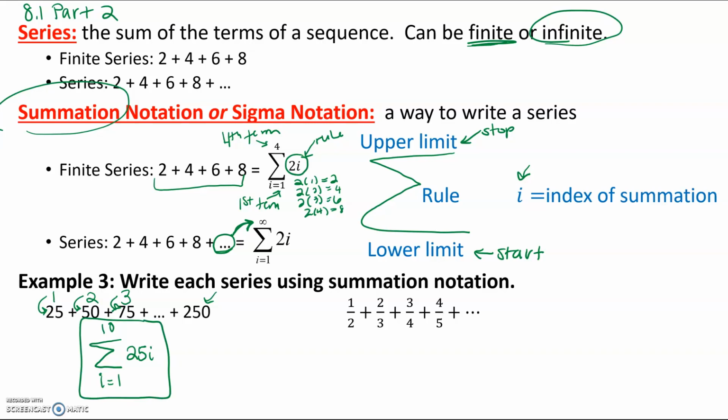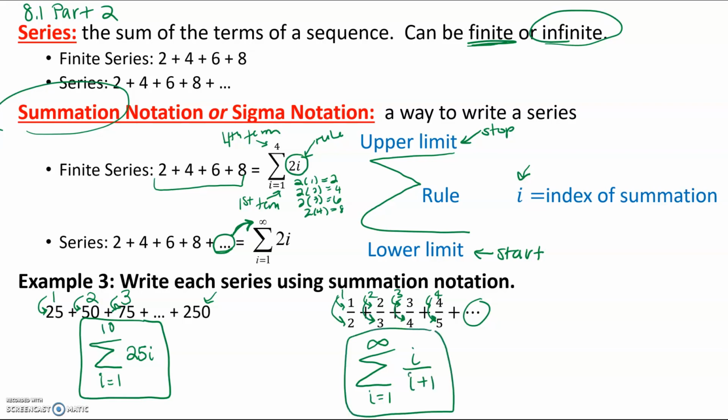Okay, next one we're going to try. So we are writing our big sigma notation or summation notation right there. And I'm going to start with my first term. This time I have a dot dot dot, so I'm going to infinity. So infinity's on top. And I'm figuring out how these are related to my term numbers. So it looks like I'm using that term number on top. So I have i on top of my fraction. And then I have one more than that term number on bottom. So I have i plus 1 on the bottom. And there's my rule.